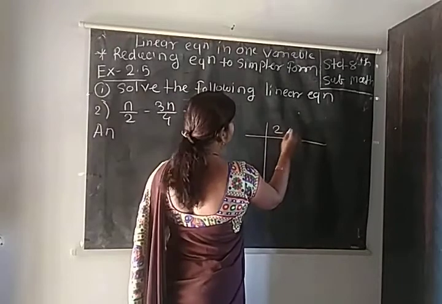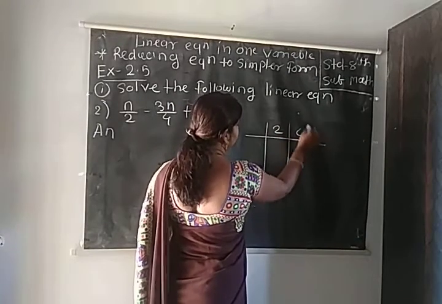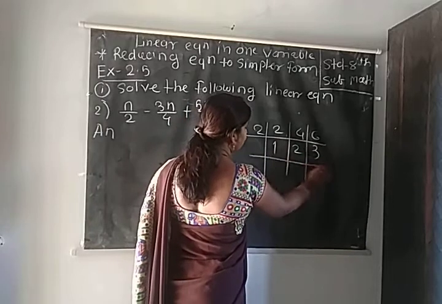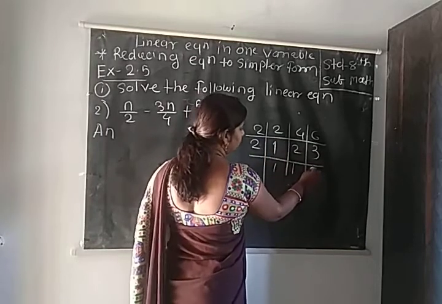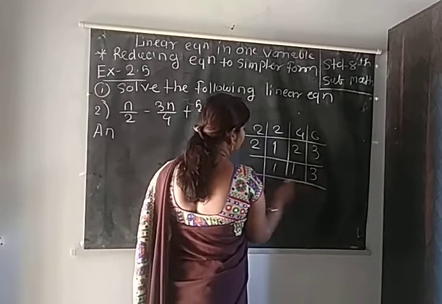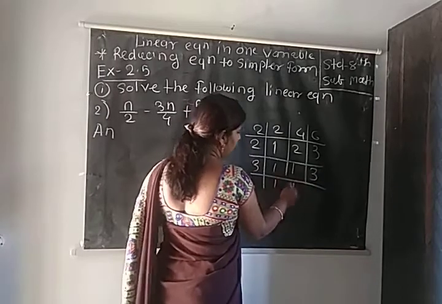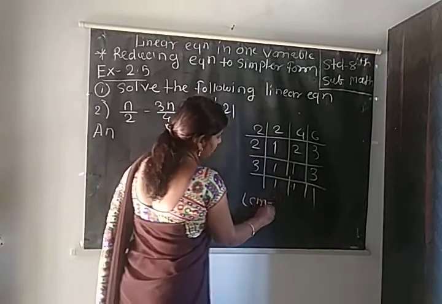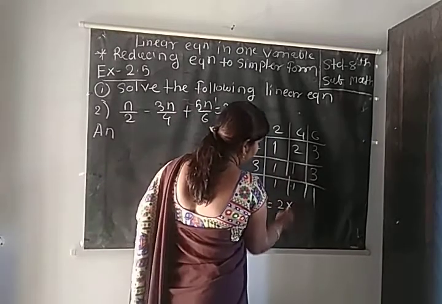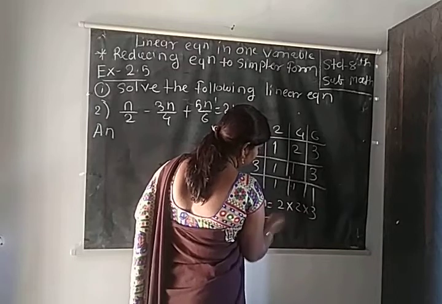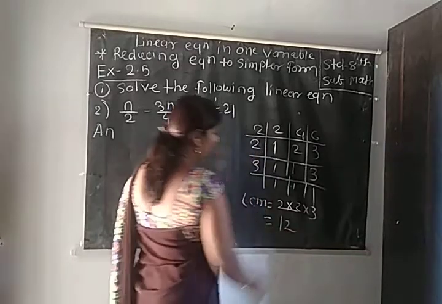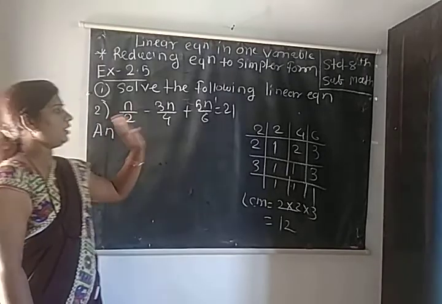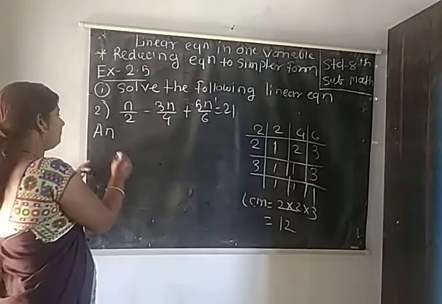So 2, 4 and 6. 2 ones are 2, 2 twos are 4, 2 threes are 6. Again 2 ones are 2. Here 3 ones are 3. So what is the answer? LCM is equal to 2 times 2 is 2 multiply 3, and 2 twos are 4, 4 threes are 12. So that means the LCM is equal to 12. So हमें डिनोमिनेटर क्या करना होगा सबका 12. So कैसे करेंगे?